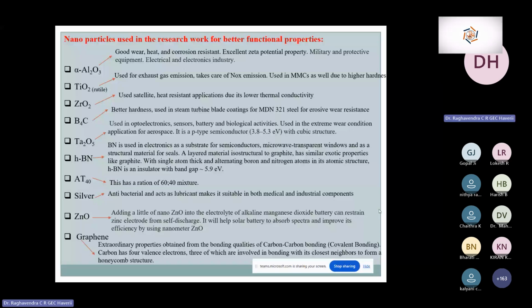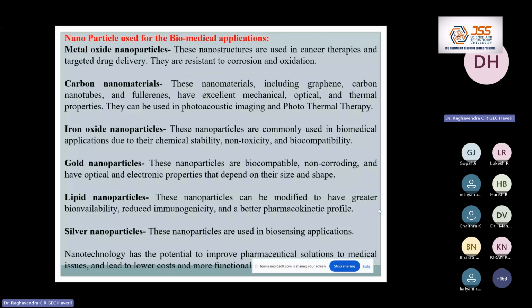The nanoparticles used particularly for biomedical applications are metal oxide nanoparticles, and these nanostructures are used in cancer therapies and targeted drug delivery. They are resistant to corrosion as well as oxidation.